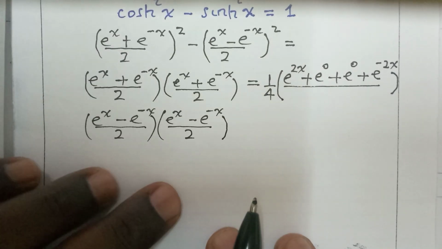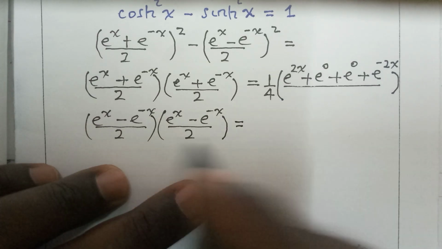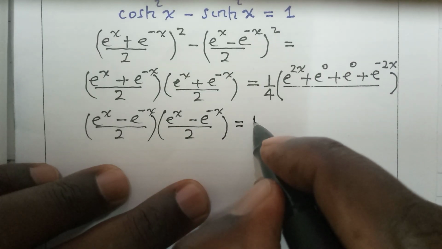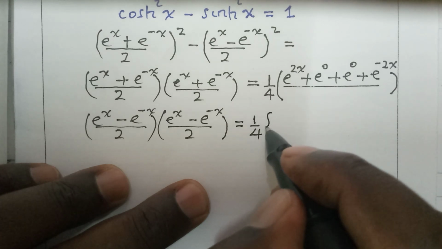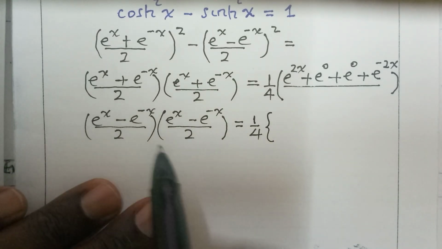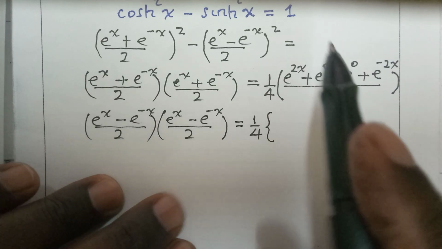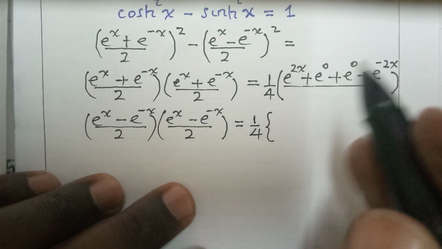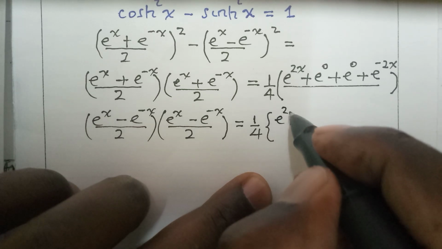So this one will come to again 1 over 4 to bracket. Then I have factored out that one. So e raised to x multiplied by e raised to x is e raised to 2x.